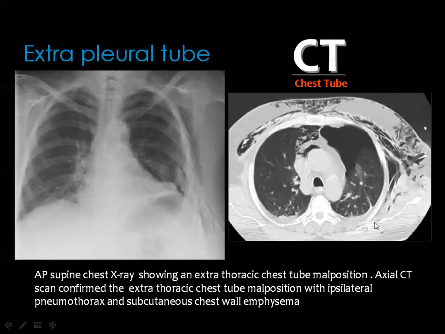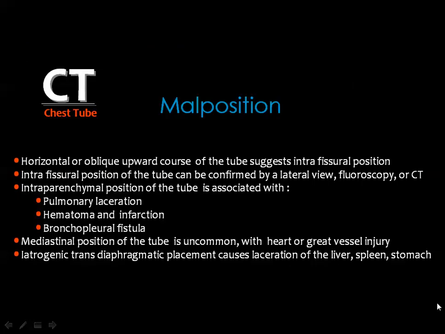And here you can see another example of the tube, which looks not accurately positioned into the pleural space, and there is a significant amount of surgical emphysema in the chest wall. The CT scan of this patient showed the presence of pneumothorax, and the tube is in the axilla with a significant amount of air in the chest wall.